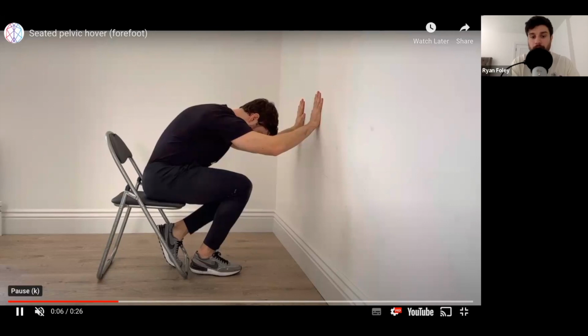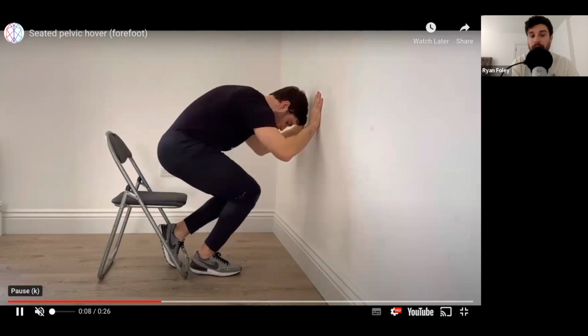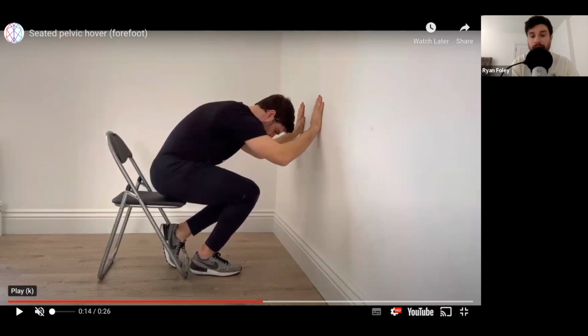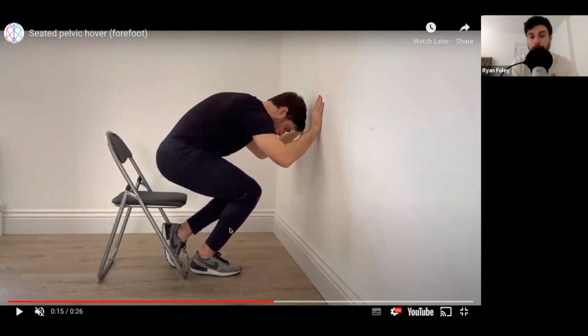But what we want to try and do here is elevate the heel very, very slightly, and maintain that heel hover, that heel elevation, as we build pressure through the metatarsal heads and then hover the pelvis from the chair. Okay, you can see the shaking there. This is a very challenging strategy. But one of the key things here is maintaining that tibia in flexion.